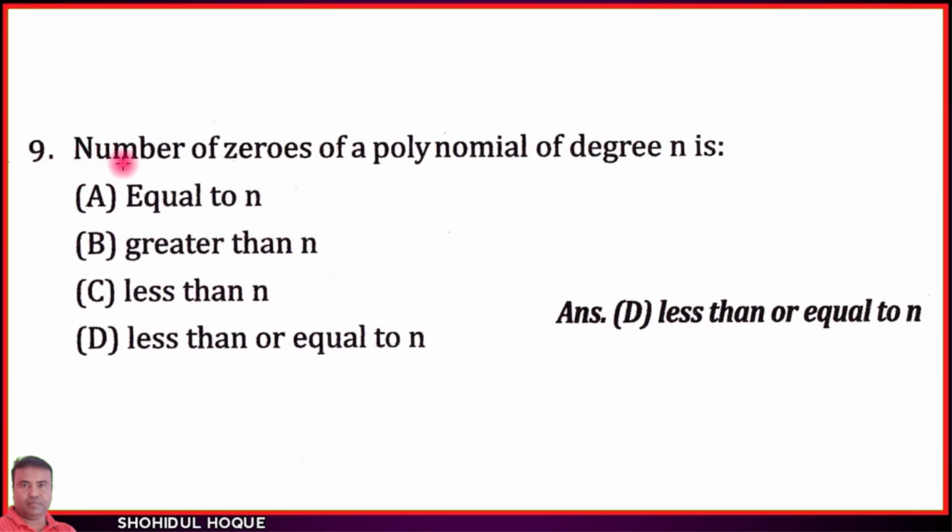Next question number 9. Number of zeros of a polynomial of degree n is option A equal to n, option B greater than n, option C less than n, option D less than or equal to n. Correct option D, less than or equal to n.